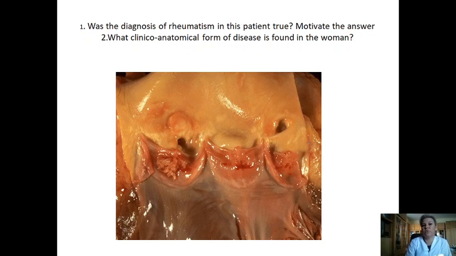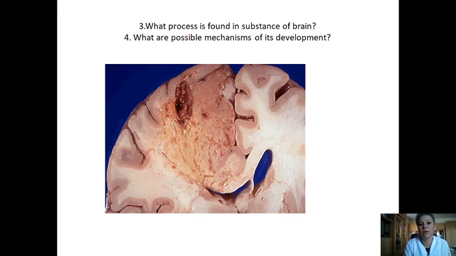Was the diagnosis of rheumatism in this patient true? Motivate this answer. Which clinical anatomical form of disease is found in this patient? Look, in this picture you can see anatomical changes in the brain. You can see changes in the substance of the brain.